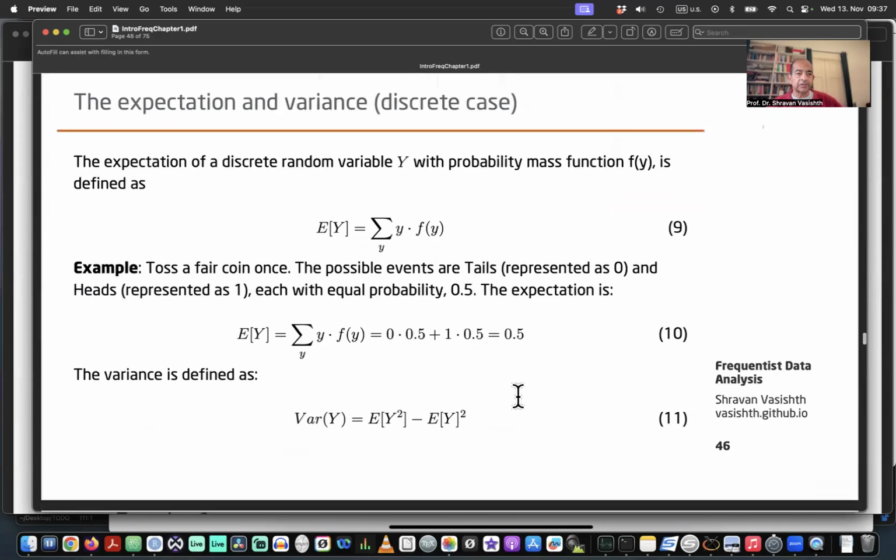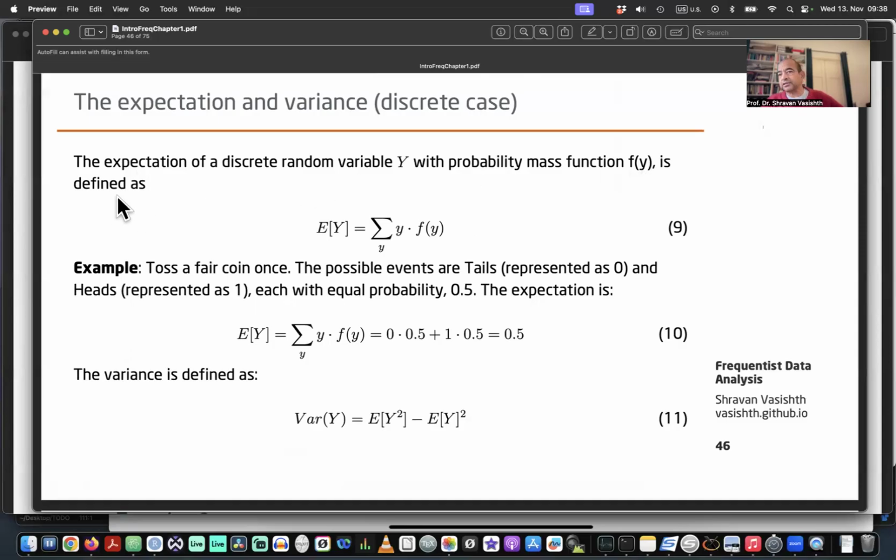So the idea is the following. First, I've got to explain the meaning of the terms expectation and variance. So let's think about it in the discrete case. The expectation of a discrete random variable, let's just call it y. You can call a random variable any variable name, right? X, Y, Z, whatever, doesn't matter. So we have a discrete random variable y with some probability mass function f of y that's defined for that random variable.